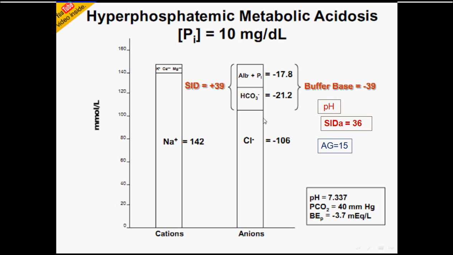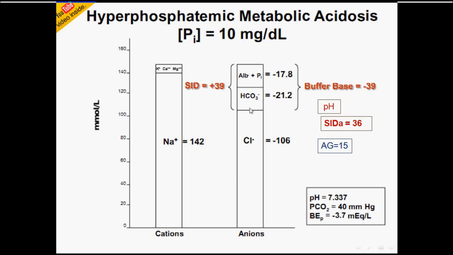But here the decrease in the bicarbonate will have its effect on other things. A decrease in the bicarbonate will be associated with an increase in the anion gap. Sodium is normal, chloride is normal, but bicarbonate is decreased, so this is an increased anion gap. So this is an anion gap metabolic acidosis.